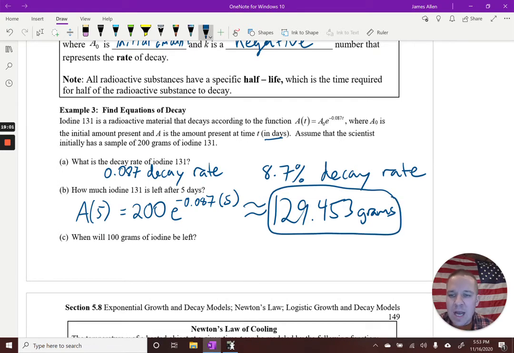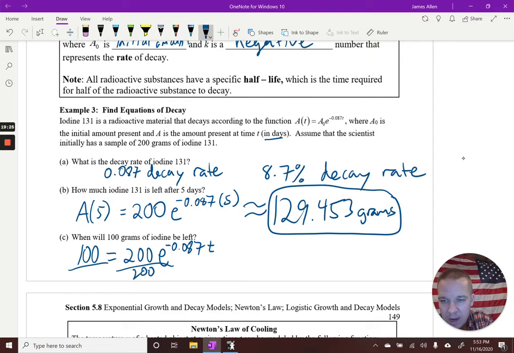Fantastic. Okay. Now it says, when will 100 grams of iodine be left? That's going to be our half-life. Same kind of idea, we're just dealing with different numbers. 100 is equal to 200 E raised to the negative 0.087 T. We're solving for T now. I'm going to divide by 200. So I get 1/2 or 0.5. So 1/2 is equal to E raised to the negative 0.087 T.